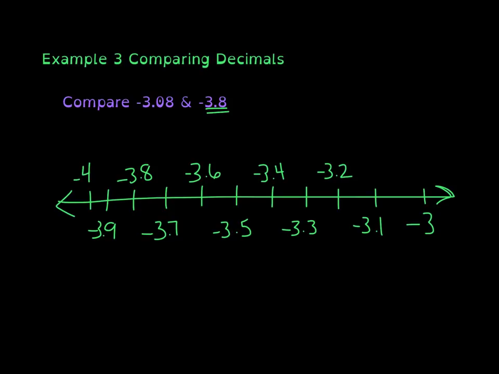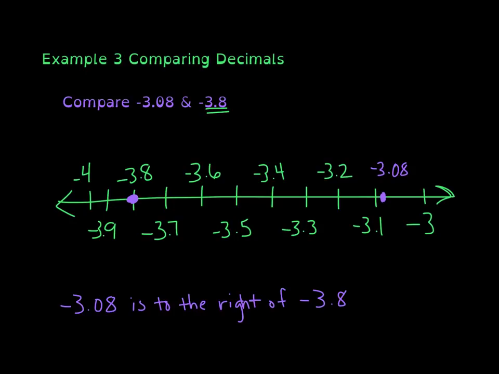Negative 3 1/10. So we know it's going to be about right there. So this is negative 3 8/8. Negative 3 8/10 is way over here. So what we can conclude from this is that negative 3 8/8 is to the right of negative 3 8/10.